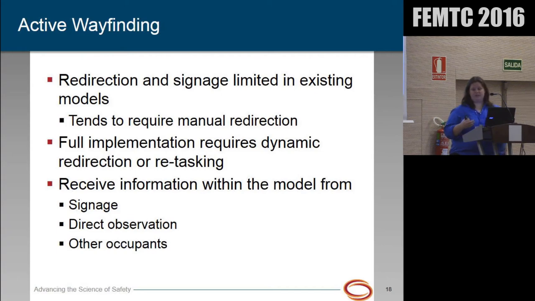So in order to improve that, some of the future work that we might want to look at is having the agents within the model receive information from signage, from direct observation, so walking up to a door, shaking the handle and turning around, and potentially even, in more advanced cases, having other occupants tell them. You know, the occupant that's already turned around saying, hey, that door's closed, go this way.